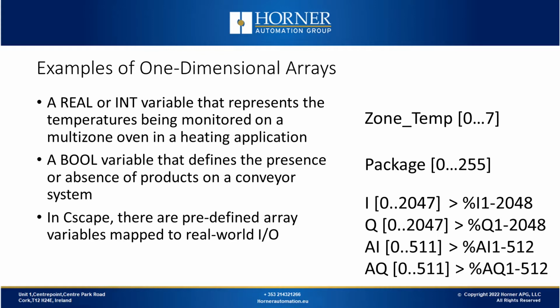Another example could be a material handling application where you have packages moving on a conveyor belt and multiple locations. You could create an array based on a Boolean variable with 256 different elements to it. Then by examining the individual elements within that array, you could see which areas on the conveyor have packages and which ones don't.